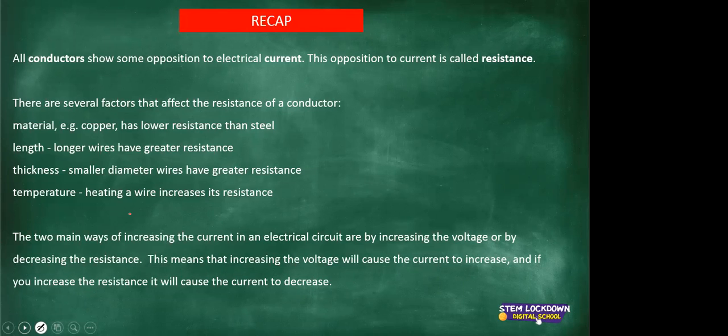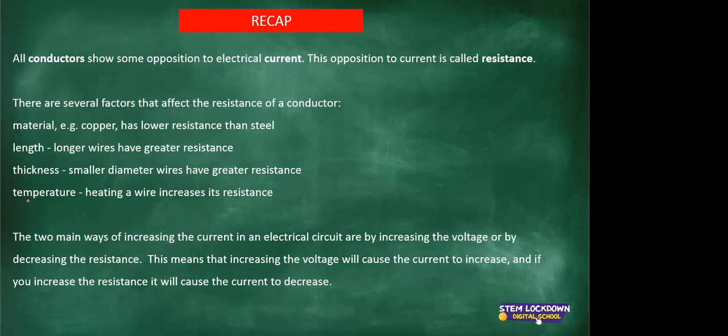There are several factors that affect the resistance of a conductor. These factors are the material, the length, the thickness, and the temperature. So in your test, if they ask you to name 4 factors that affect the resistance of a conductor, this would be your answer: the material, the length, the thickness, and the temperature.